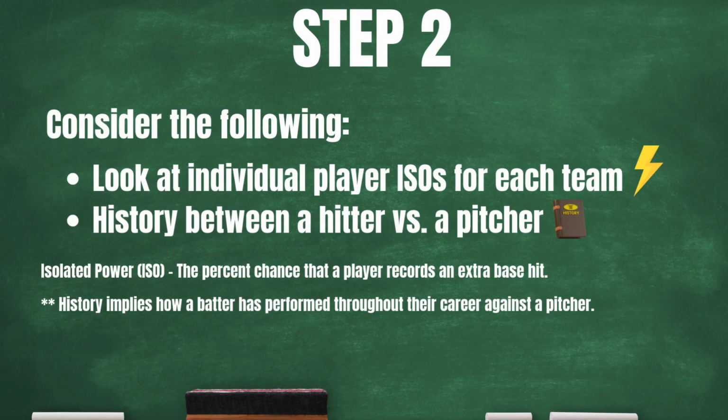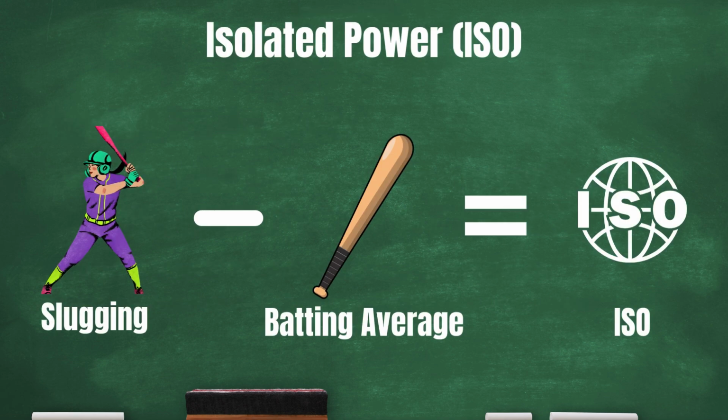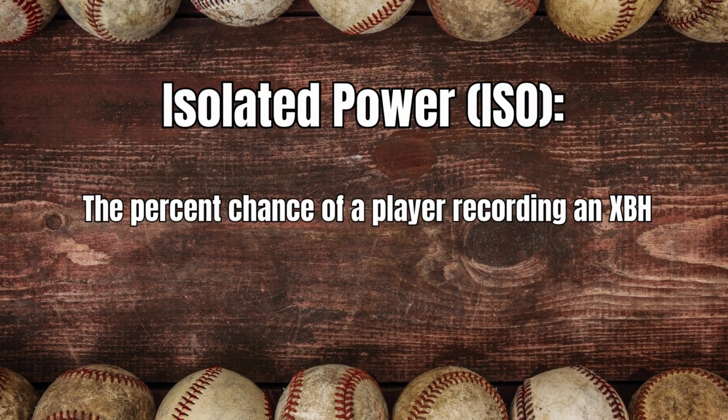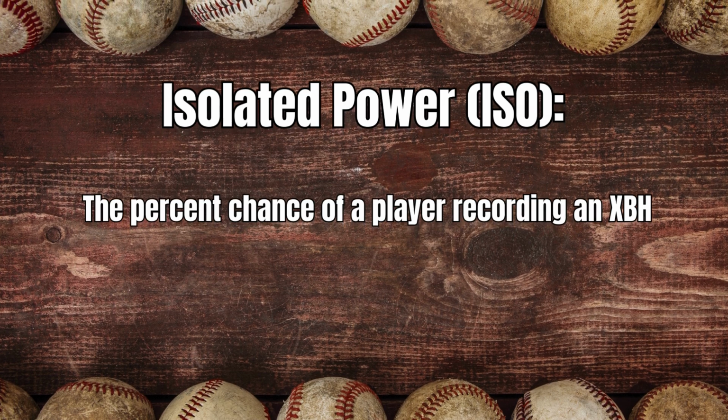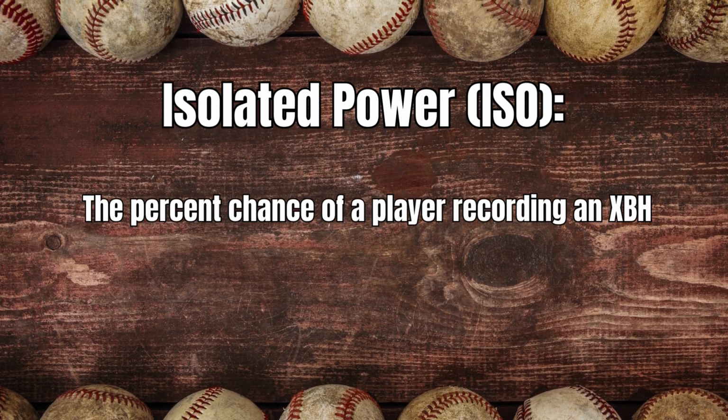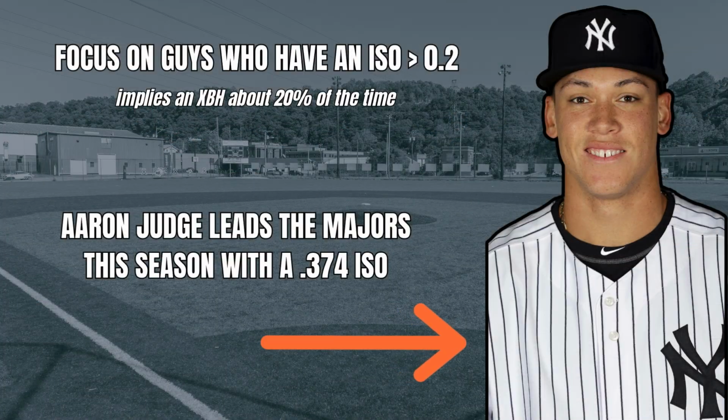Step 2 involves using certain hitting metrics and matchup data to essentially check another box off before placing any bets. We'll start out by talking about ISO, or isolated power. ISO is tracked by subtracting a player's batting average from their slugging percentage. It's a key metric when we're talking about home runs because isolated power gives you the likelihood of a player hitting an extra base hit. Ideally, we want to target guys who have an ISO above 0.2, or guys that are recording an extra base hit about 20% of the time.